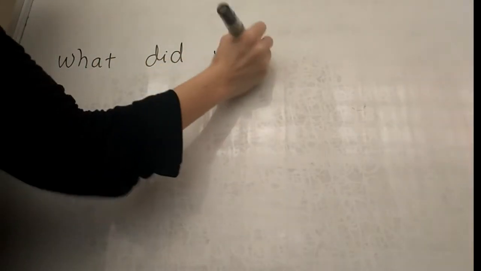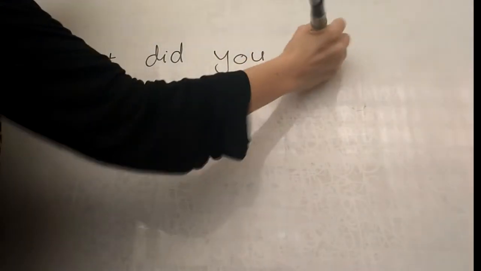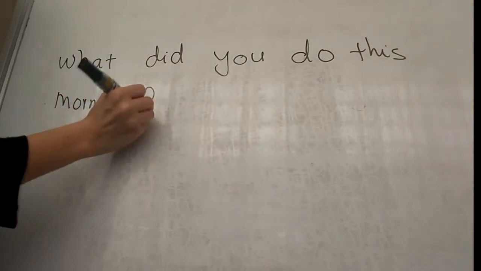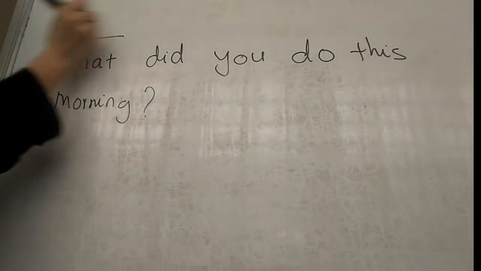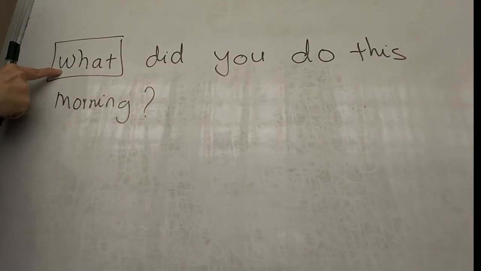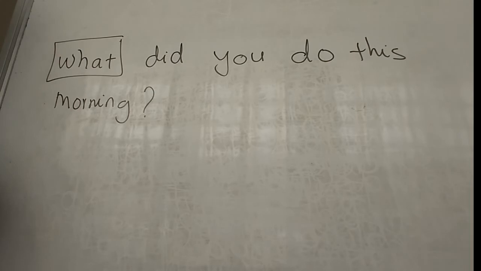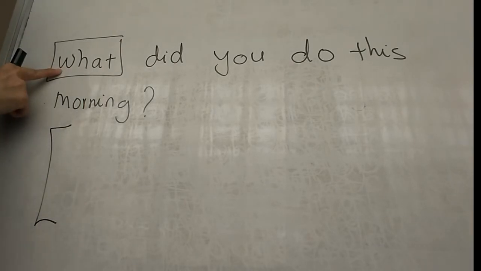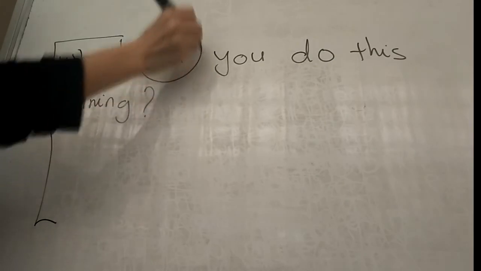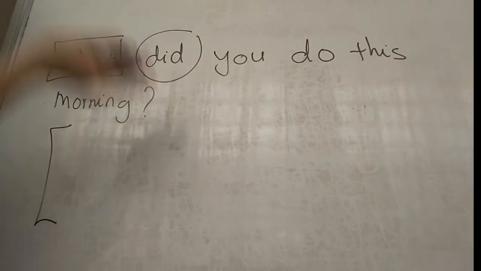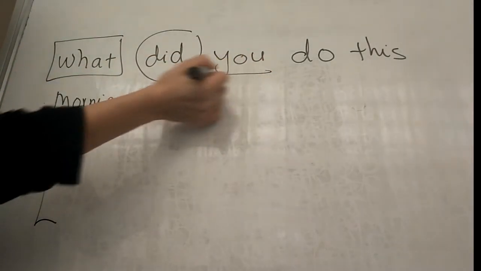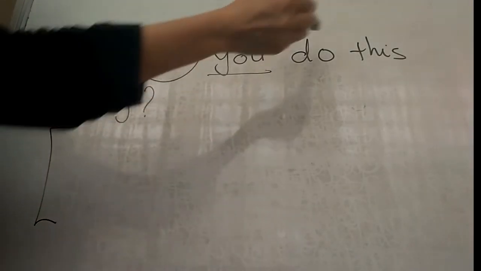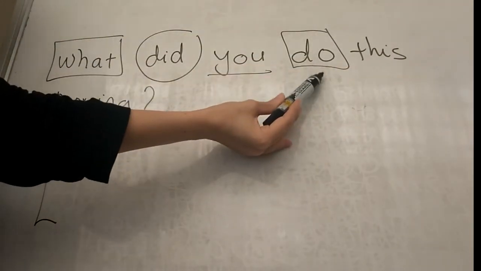What did you do this morning? So this is the question. The question starts with what, and it's a WH question. That means we are expecting a detailed answer. We are not expecting yes or no. You need to provide information because we start with what. Then we have did here. That means we are asking about something that happened in the past. And then we have the subject. With the subject, we can tell that the question is connected to you. And then here we have the verb. The verb here is the base form.